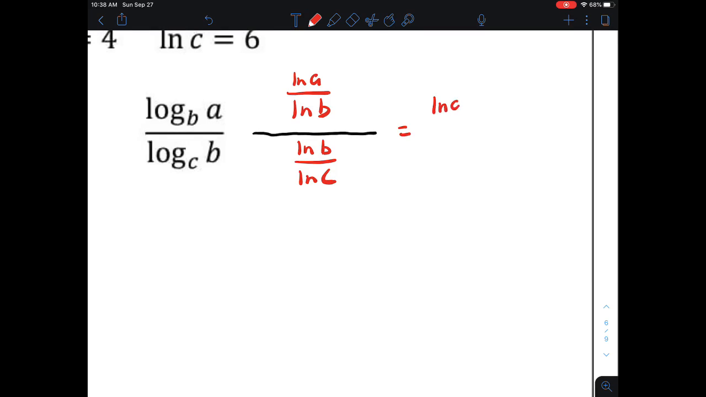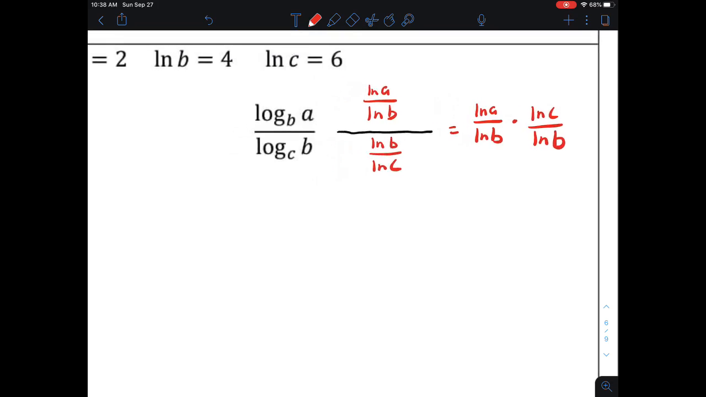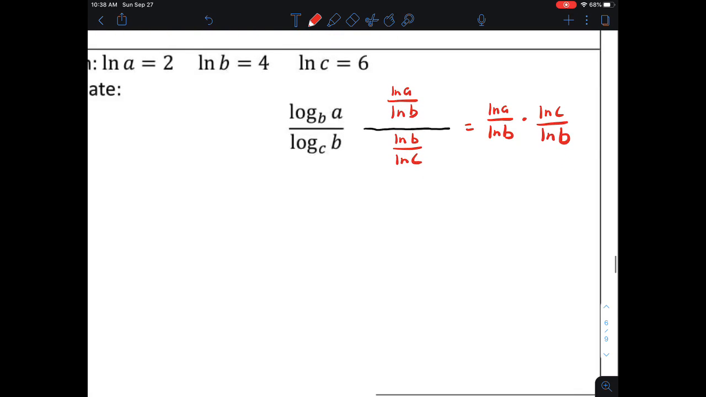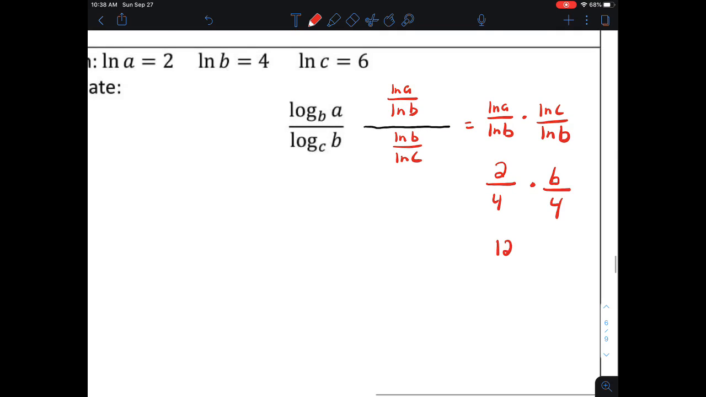Now, what we can do from here is simplify this and do skip, change, flip. And so we'd have the ln of A over the ln of B times, flip the one that's on the bottom, the ln of C divided by the ln of B. And I'm just going to leave it like that because we're going to plug in numbers now. So the ln of A is 2. So I have 2 over the ln of B is 4 times the ln of C is 6 over the ln of B is 4. And then we just evaluate that. So we got 12 over 16. And that simplifies down to 3 over 4.